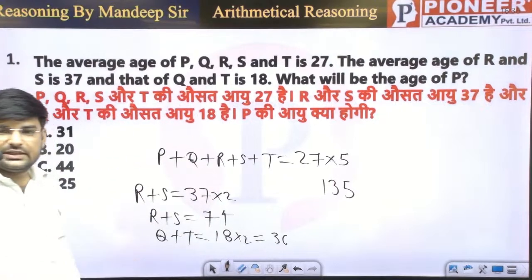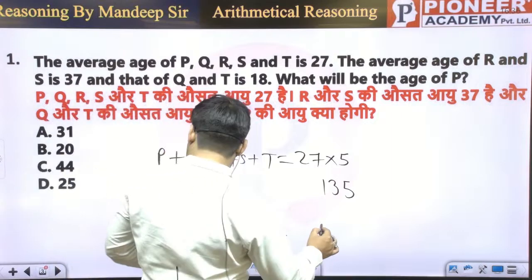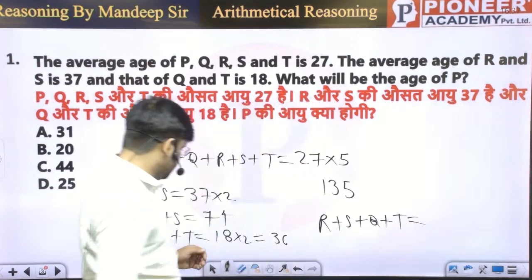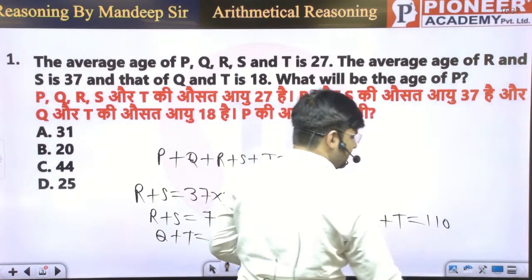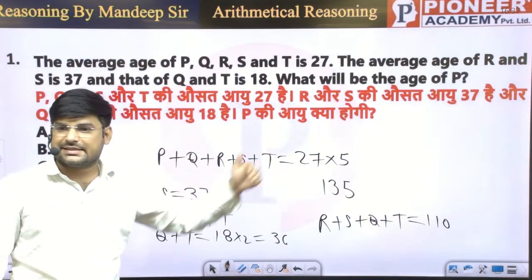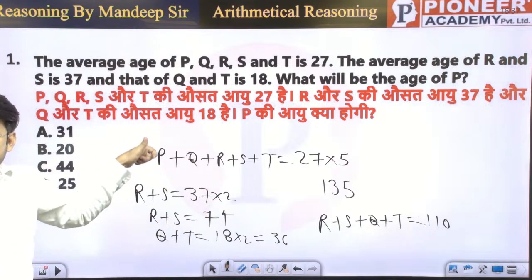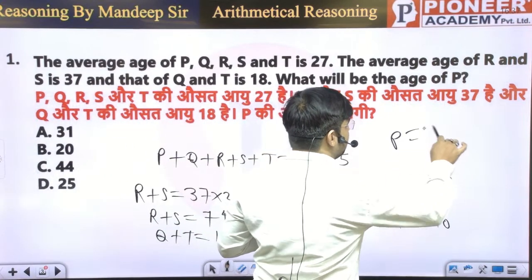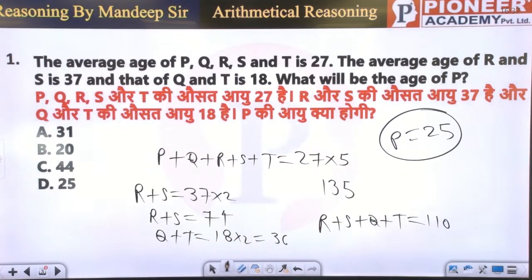So R, S, Q, T are 4 persons, and we add 74 and 36, which becomes 110. The age of 5 persons is 135 and the age of 4 persons is 110. So the remainder is P. P's age is 135 minus 110, so P equals 25. So it's our correct answer. Are you getting my point? Clear?